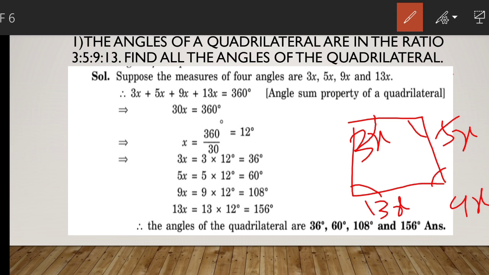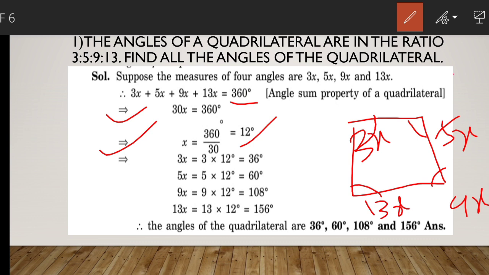So we know the angle sum property of a quadrilateral. The angle sum property says that the sum of the four angles of a quadrilateral is 360. So 3x plus 5x plus 9x plus 13x is 360, which implies 30x is equal to 360, which implies x is equal to 360 by 30, that is 12. So now we know the value of x.